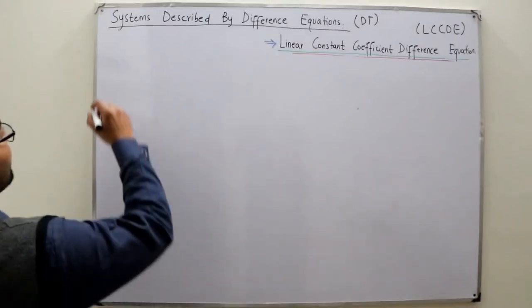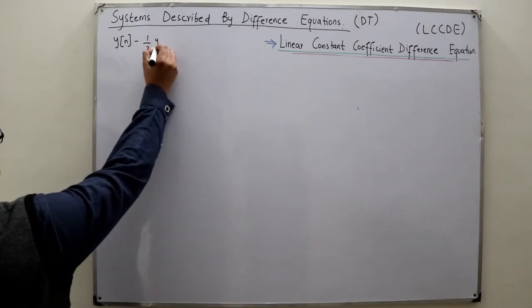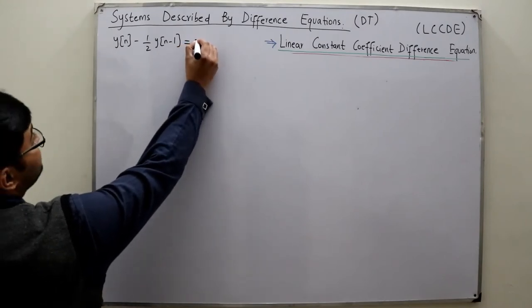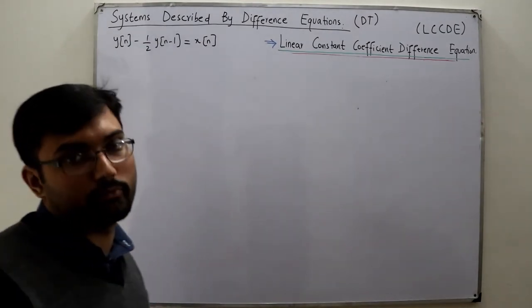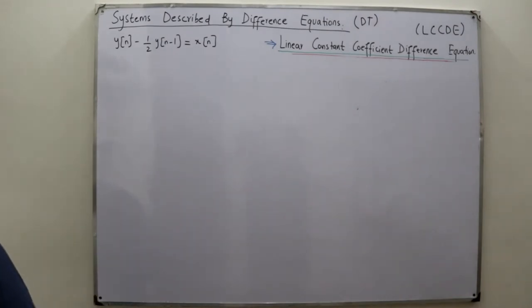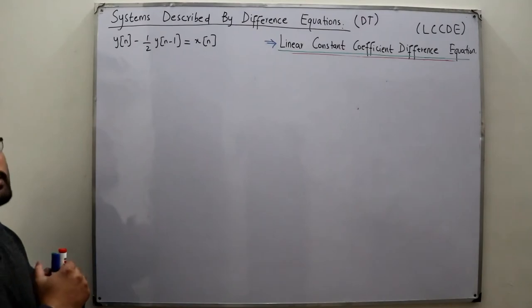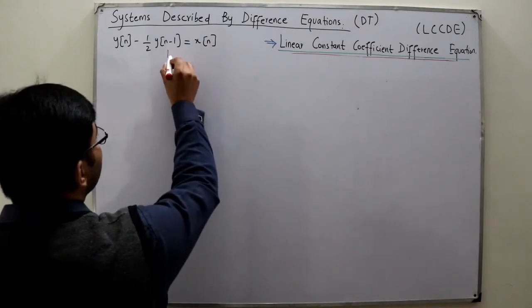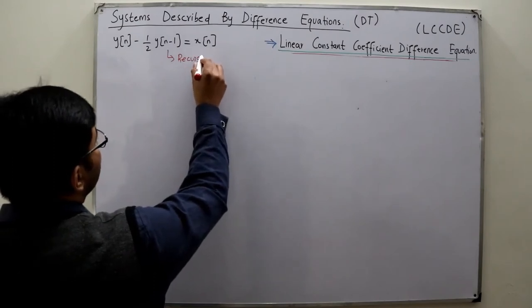So the book example: y of n minus half of y of n minus 1 is equal to x of n. So have a look. The input-output relationship, we cannot predict how the input is related to the output. Fine. So what do we do? We solve this, and also we will see the impulse response aspect of this system. But have a look. Is this a recursive equation? Is this a non-recursive equation? So yes, this is a recursive equation because of the y of n minus 1 term. This is a recursive equation.